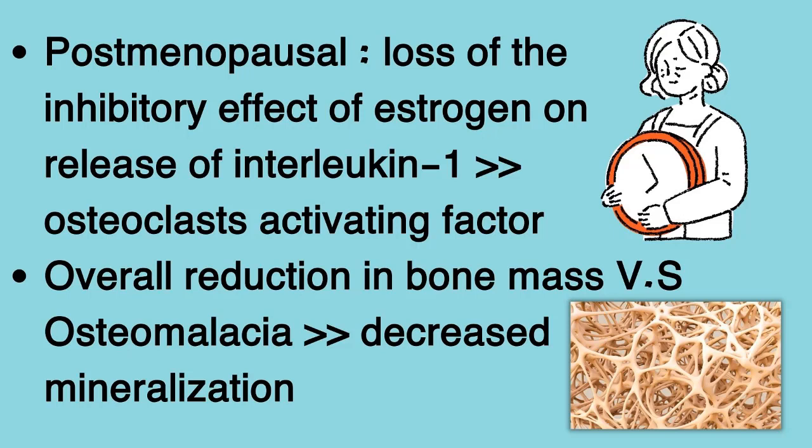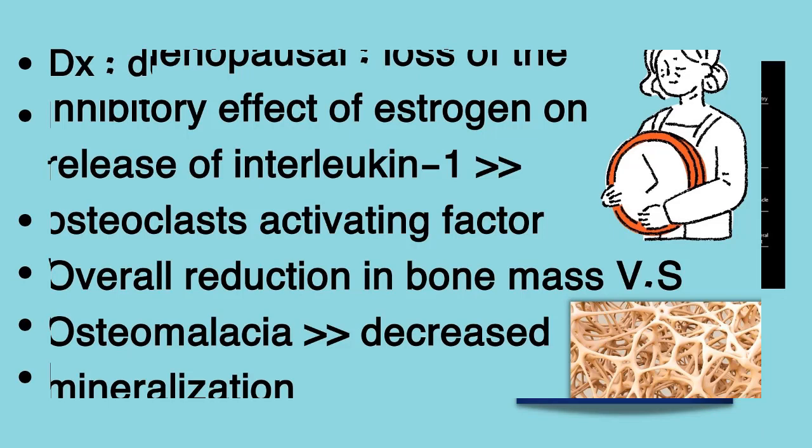Osteoporosis is an overall reduction in bone mass. That's both the mineral and organic component of bone. Osteomalacia is decreased mineralization. The organic part of the bone is totally normal. Cartilage is okay, osteoid is okay, it's just that you're not mineralizing it. In osteoporosis, both of them are decreased, the mineral content and the organic component. So the whole mass of the bone is decreased.